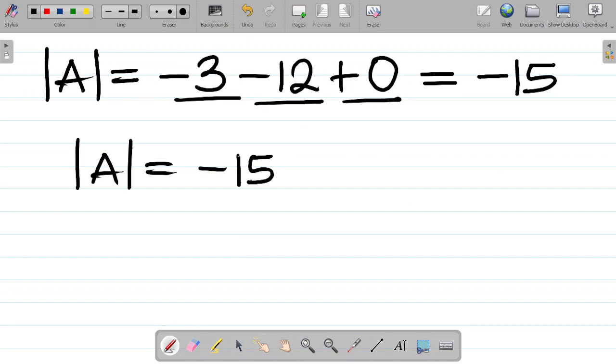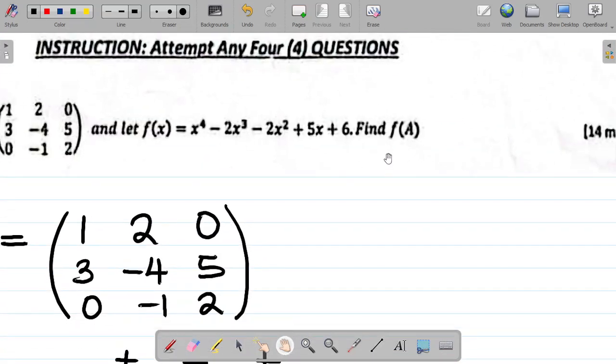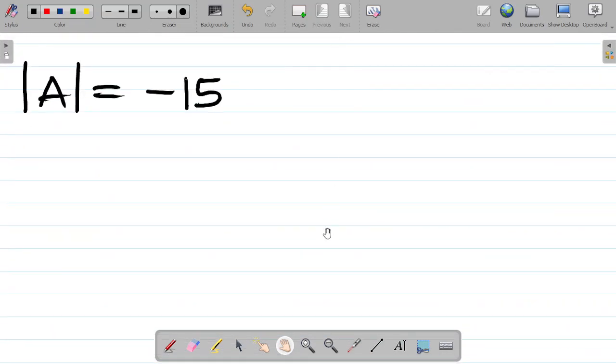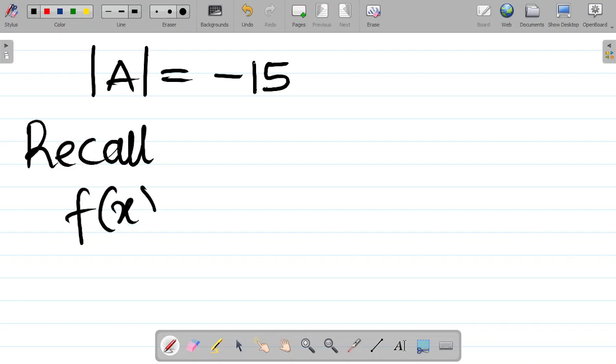Now with this, we are done with the first part, which is getting the determinant of A. The second part now is coming back to the equation, which you are asked to find f of A. Now to get f of A, let's first of all take down the value of f of x. Looking at this, you can see that f of x is equal to x to the power 4 minus 2x to the power 3 minus 2x squared plus 5x plus 6. I'll just come there and recall the formula.